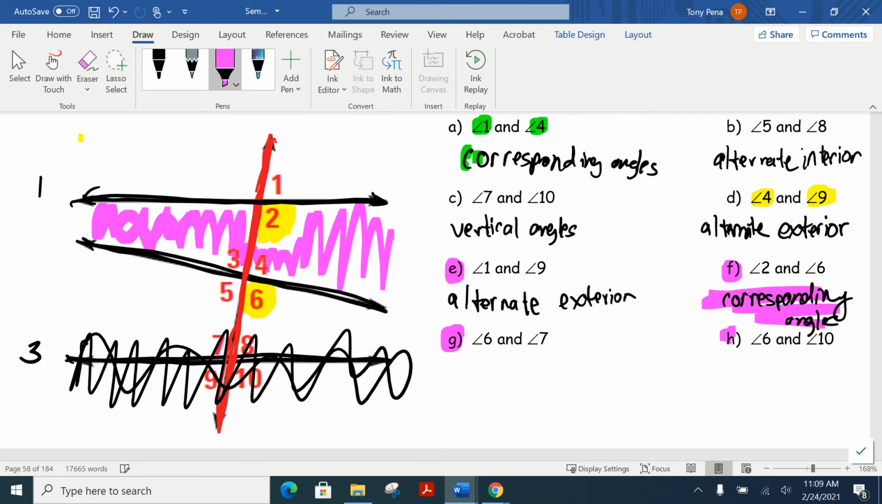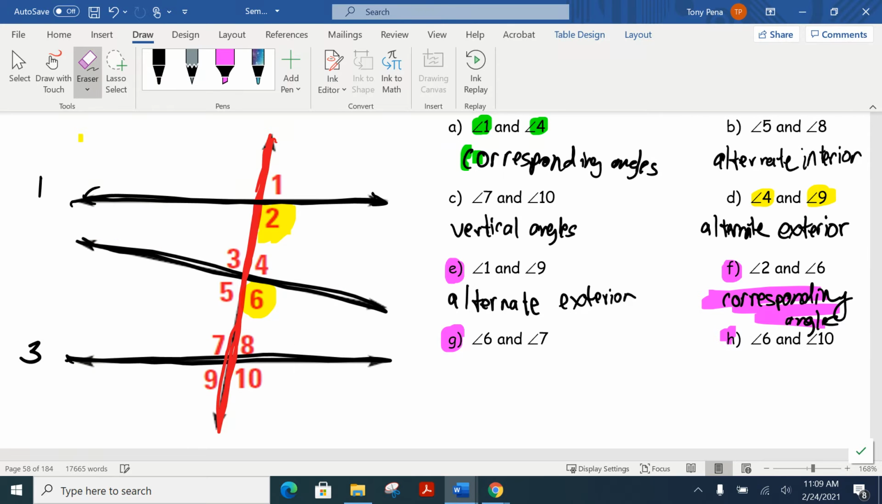That went pretty well. G and H, real quick. Do those and see what you think. You get these right, I don't have to make up a quiz. I'll let you guys out a little bit early. So see what you think for 6 and 7, and then 6 and 10.